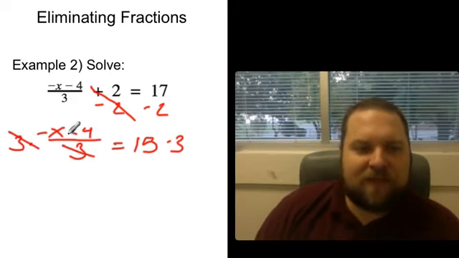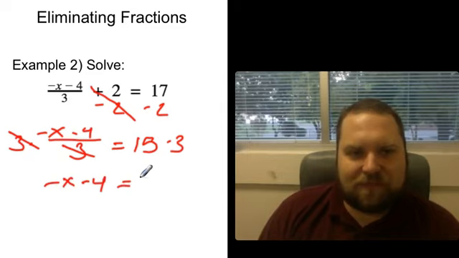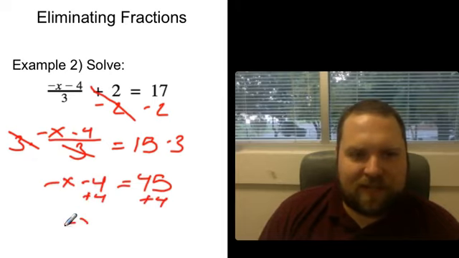Multiplying by 3, dividing by 3, cancel each other out. I'm left with negative x minus 4 equals 15 times 3, which is 45. Now it's just a two-step equation. I add 4 to both sides, and I find that negative x is equal to 49.